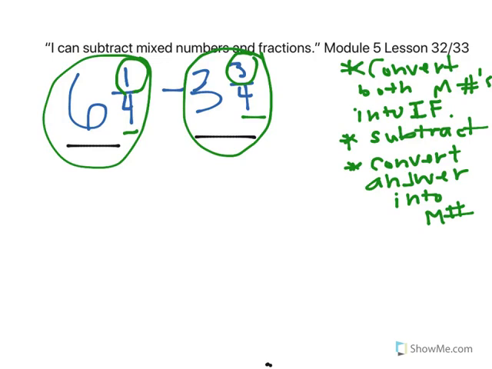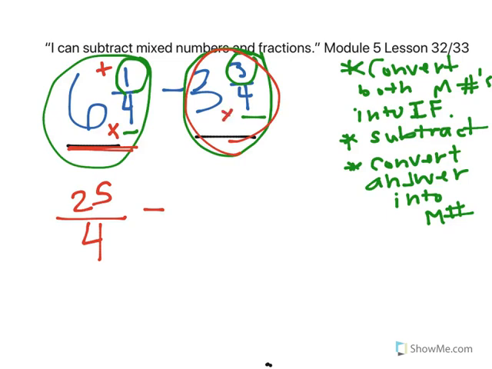All right, here we go. I'm going to convert 6 1/4 into an improper fraction. 4 times 6 is 24, plus 1 is 25. My unit is fourths. Okay? Now I'm still subtracting. Let's convert the second one. 4 times 3 is 12, plus 3 is 15. My units are fourths. So let's look. Are my units the same? Yep, they're both fourths. Is 25 bigger than 15? Yep, so I can just subtract straight across. 25 minus 15 is 10, and my unit's fourths.